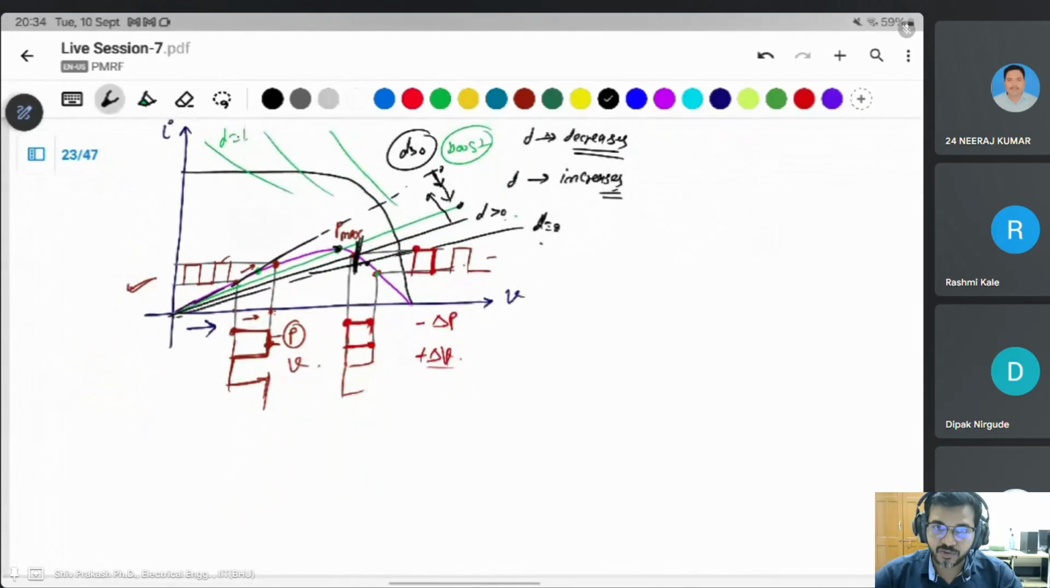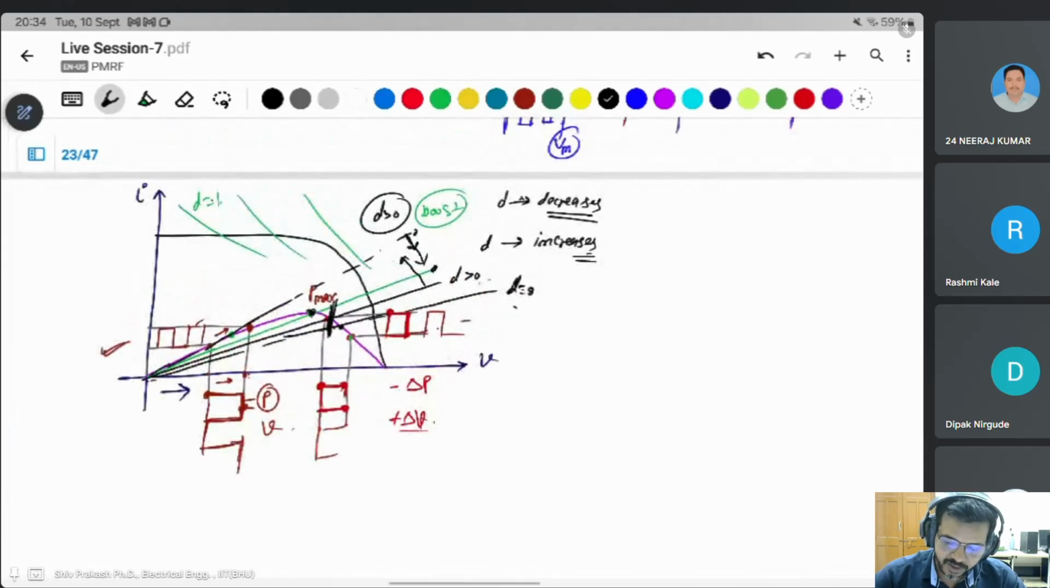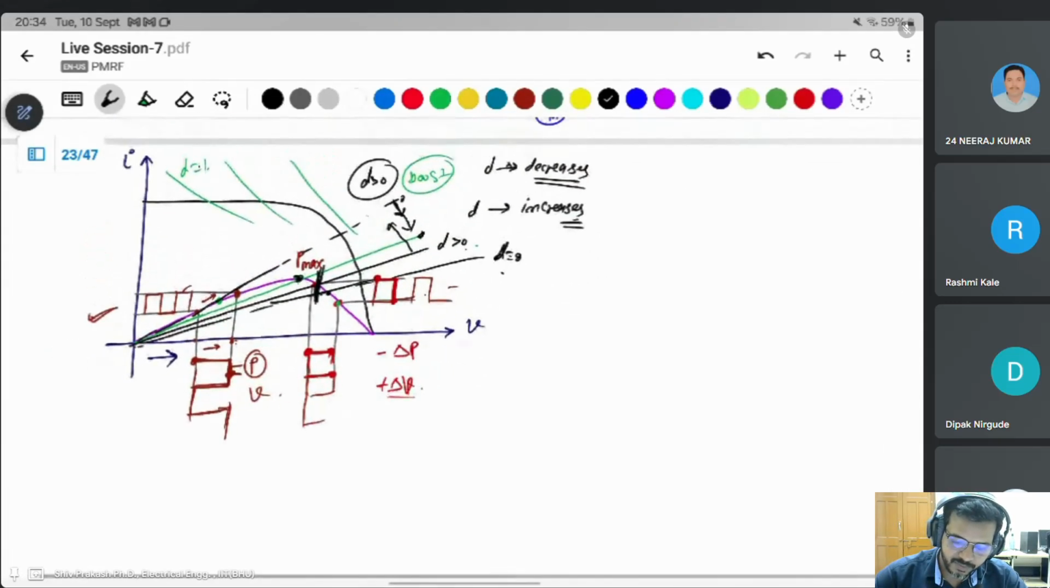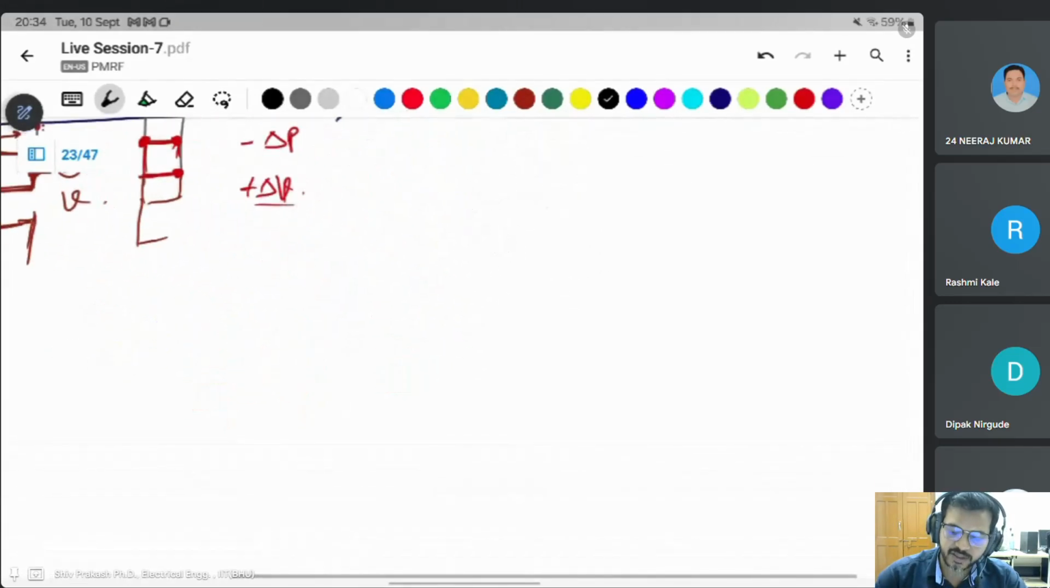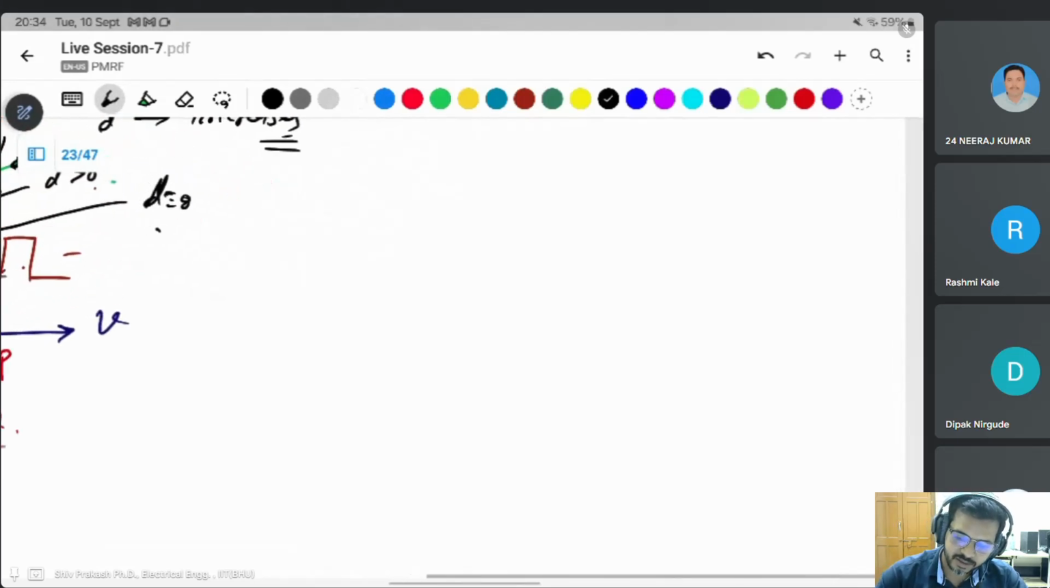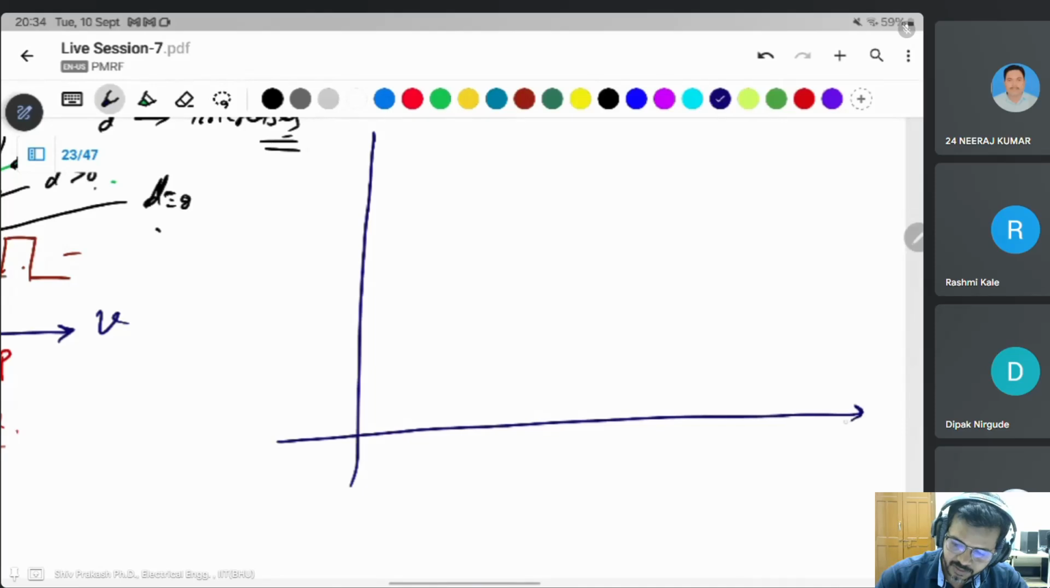Okay, I think this is confusing. Well, I just explained for the buck converter, same thing. This is the voltage, this is the current.